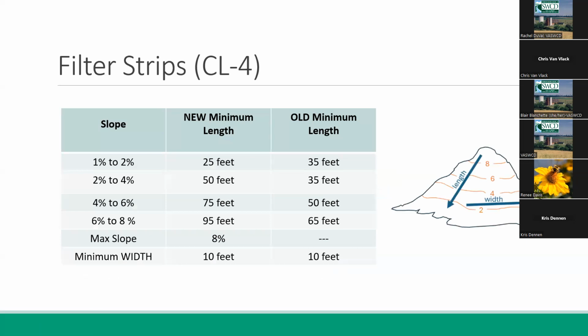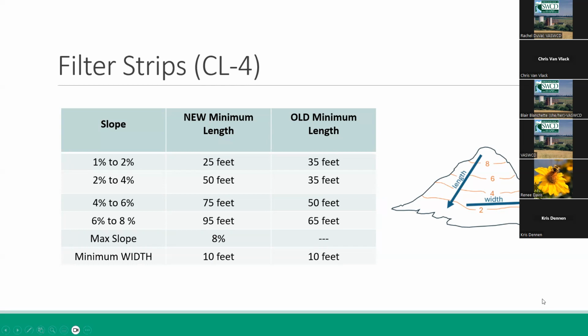Back to filter strip, CL4. It's always kind of challenging to think about the measurement for a filter strip. So the length of a filter strip is actually down the slope and the width is along a contour. Use this image to guide you, because I know some people, myself included, can talk ourselves into circles about length versus width, especially since it's different for different practices.